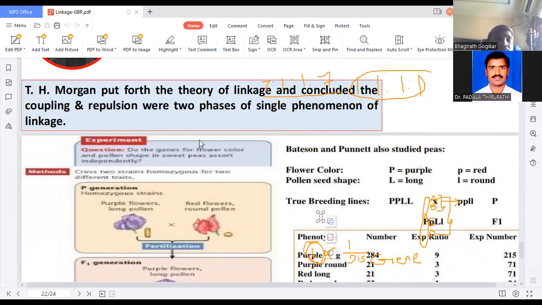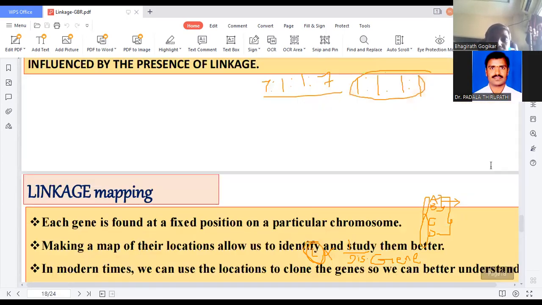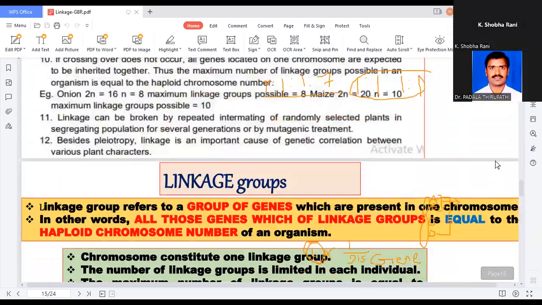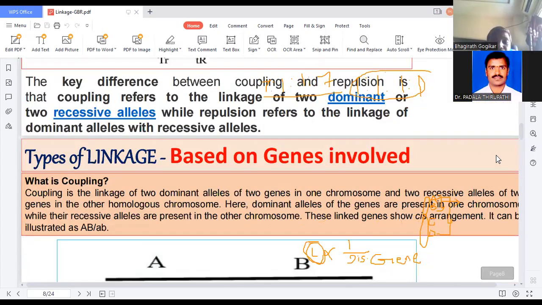Are you followed? T.H. Morgan put forth the theory of linkage, concluding that coupling and repulsion were two phases of the single phenomenon of linkage. So this good example explains the linkage phenomenon. Are you followed? Yes, sir. Okay. Next, we can go for types of linkage.